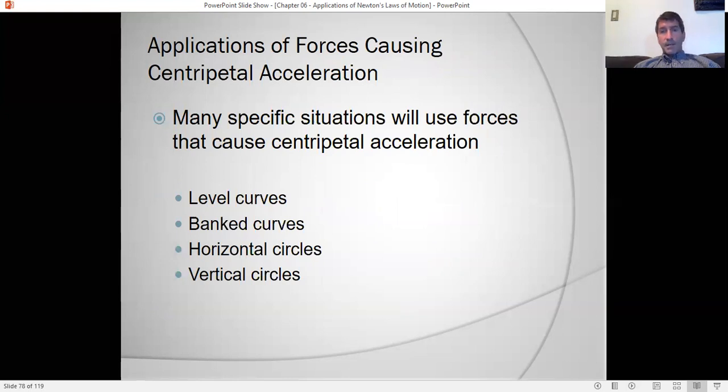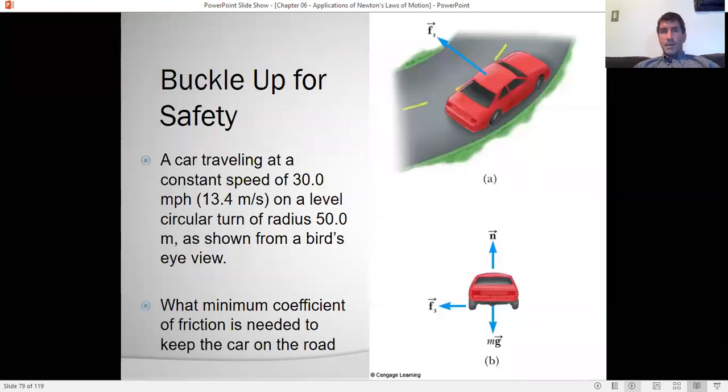Now let's look at a few different examples. This first case is going to be a level curve. Then we're going to look at a banked curve, and see how we can take some very familiar forces and some familiar situations and turn it into a situation where we're going along a curved path instead of a straight line like we've done before.